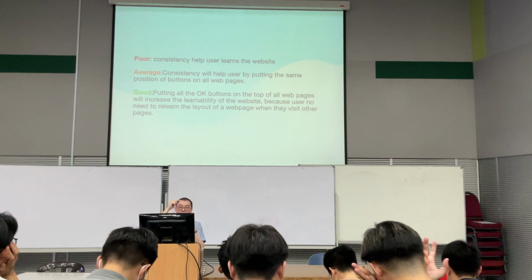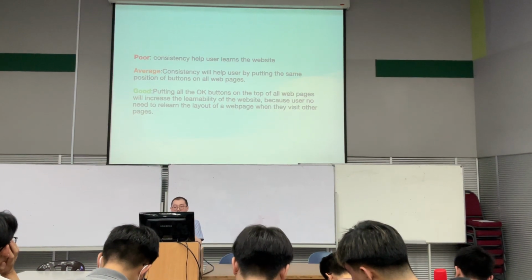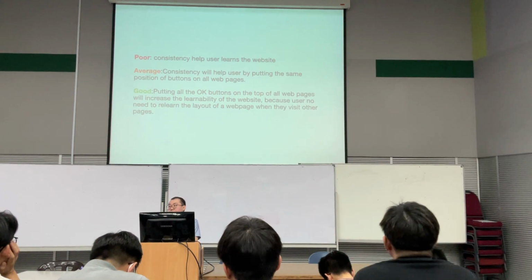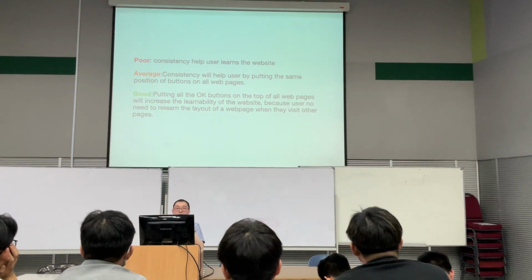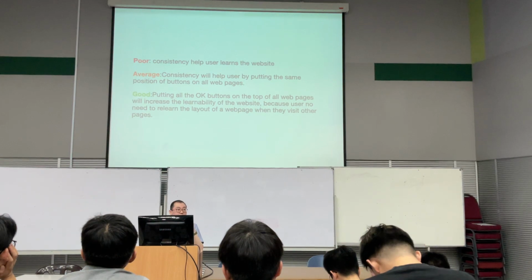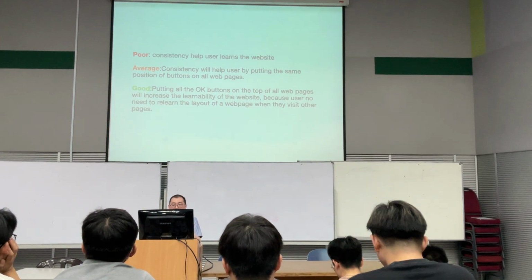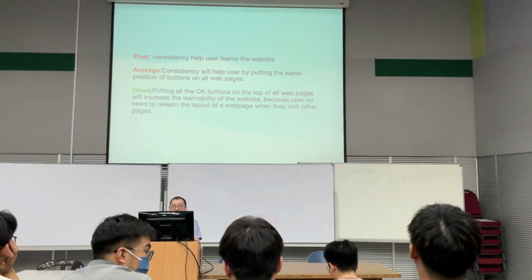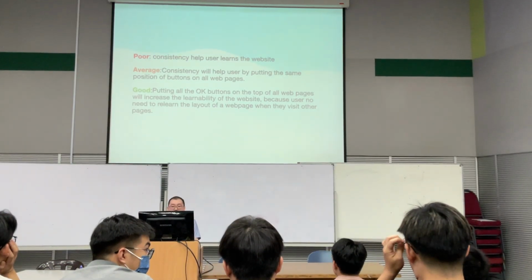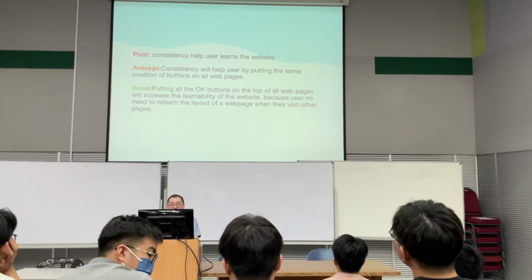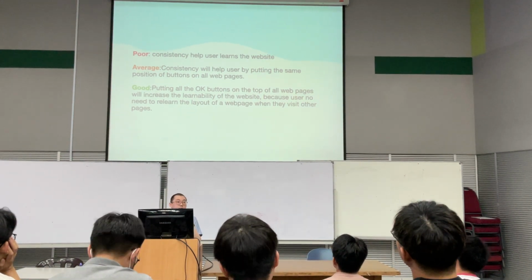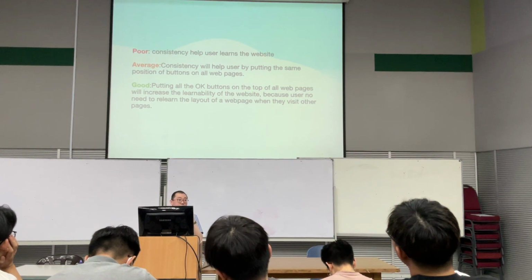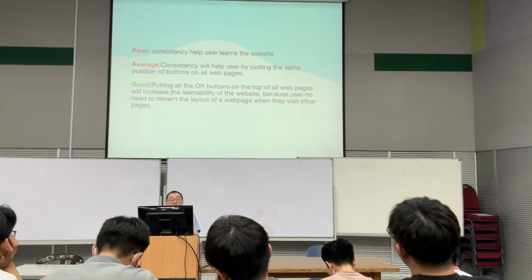So now this is the part we focus on, explanation. For 1 mark, you just say consistency can help user learn the website. Basically explain nothing. Those people not taking HCI also can write this. So this is general. Average means they are able to write something, but still a little bit general, not specific enough. Consistency will help user by putting the same position of button on all websites. How to help? You still don't talk in detail about how to help. You just say how to implement the consistency.